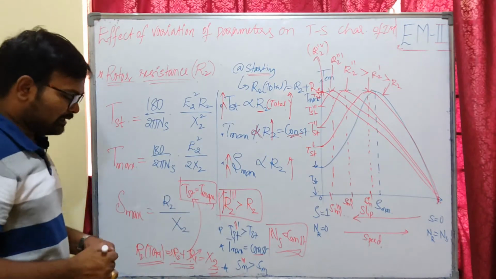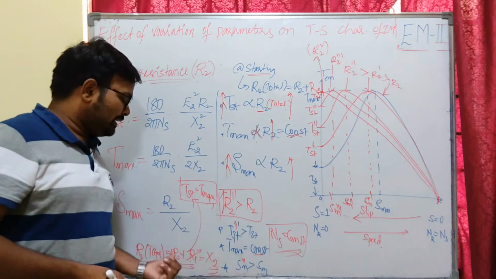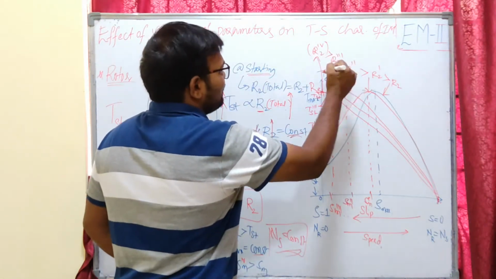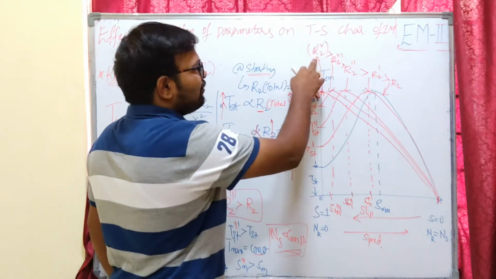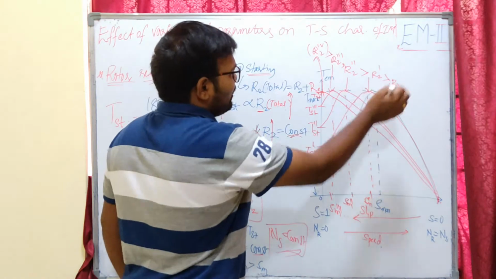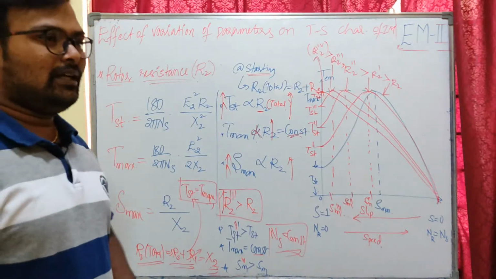Okay, you can get the starting torque of the machine equal to maximum torque. It is possible by increasing the rotor resistance. So this is the idea: each and every value is greater than the previous value. R2 is less, and R24 is greater than R23, R22, R21 and R2. So this is the concept of variation of rotor resistance on torque slip characteristics.